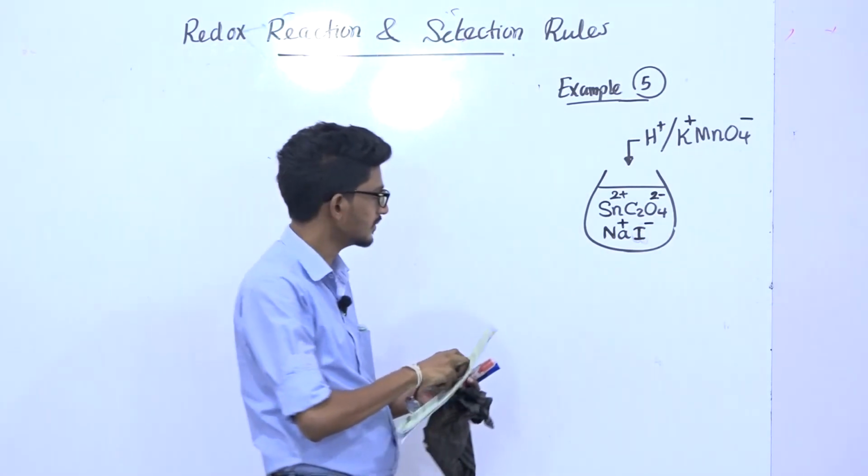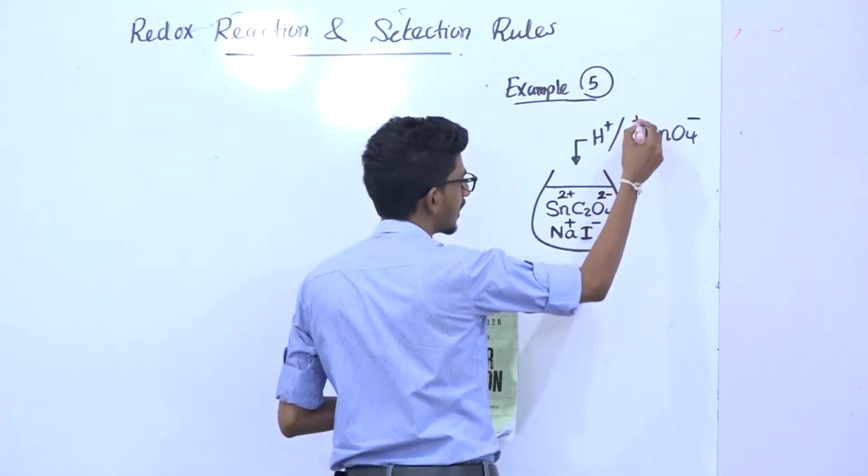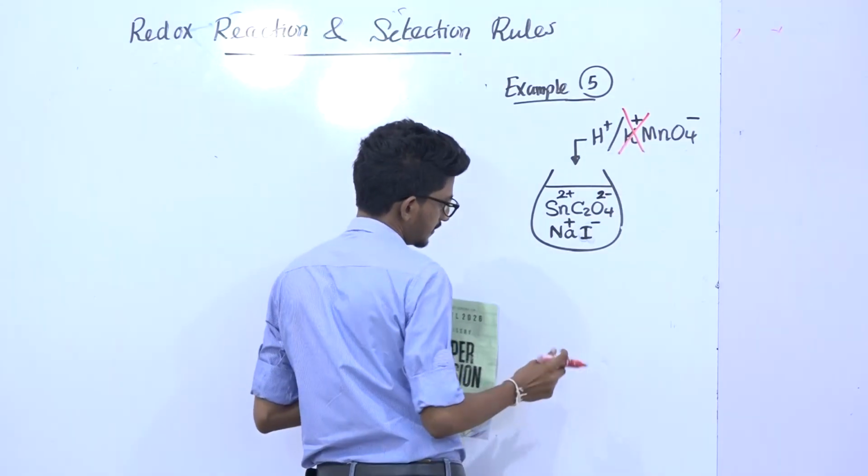Then remove the ones that are not involved. So K plus out, tin 2 plus.